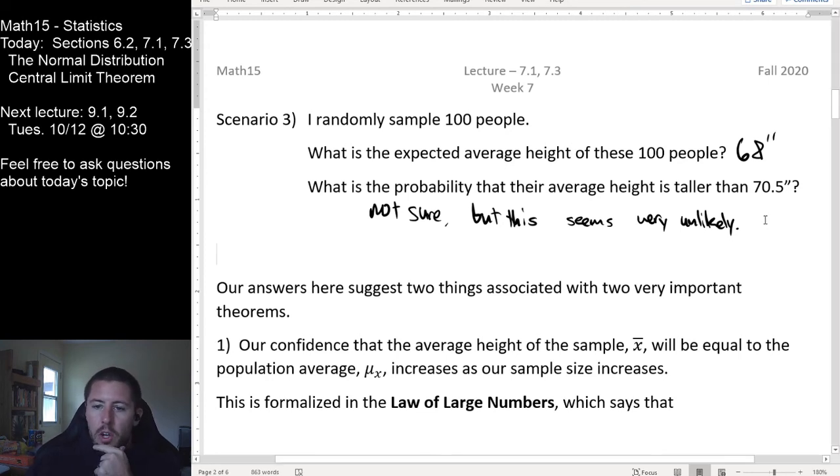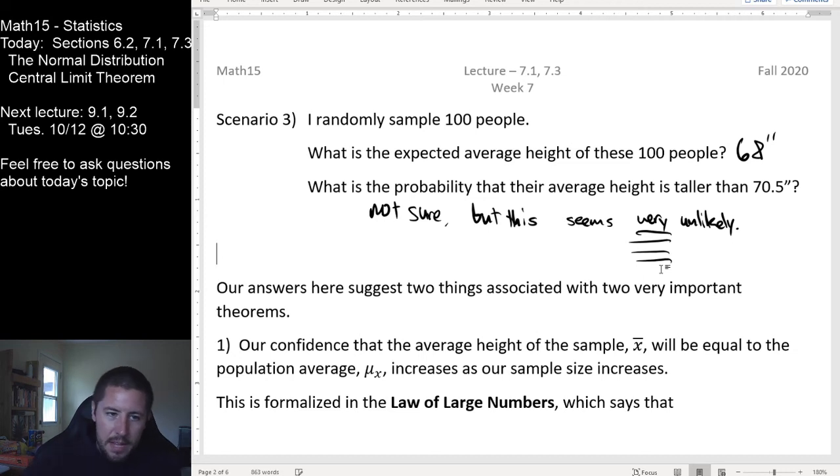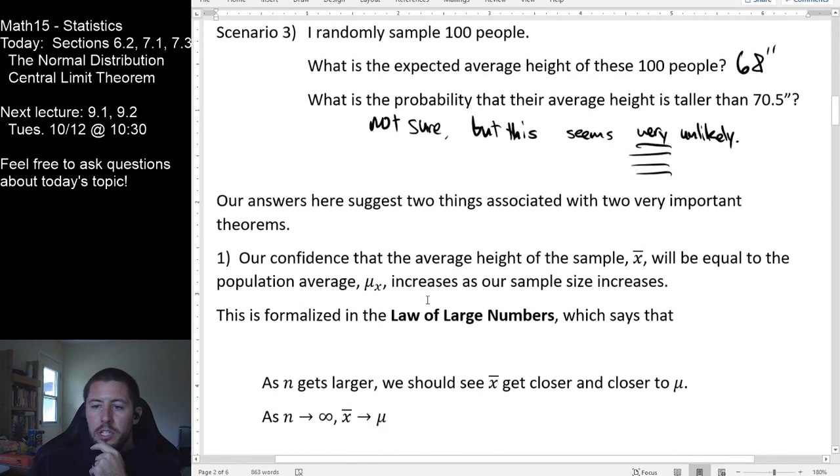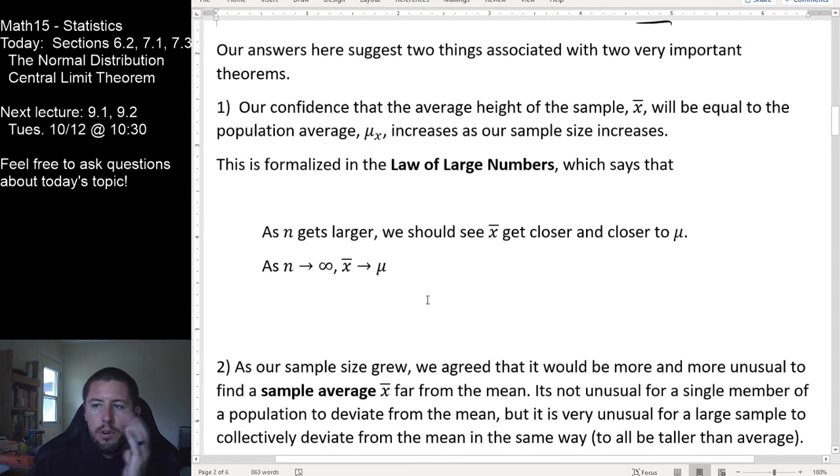Right? So here, what we've seen with our answers, and man, when I say very unlikely, like holy cow, do I need to underline that 4 times? That seems incredibly odd, that we would randomly sample 100 people and get their collective average to be very far from the overall population average of 68 inches. So our answers here suggest 2 things that are super importantly related to super important theorems.